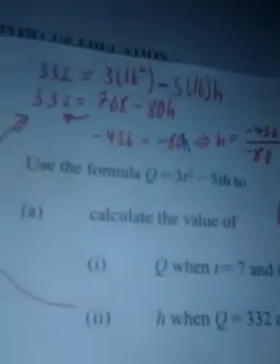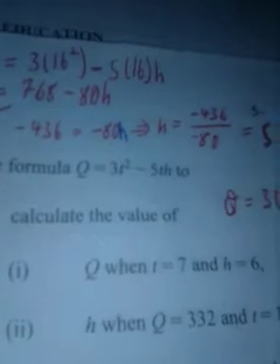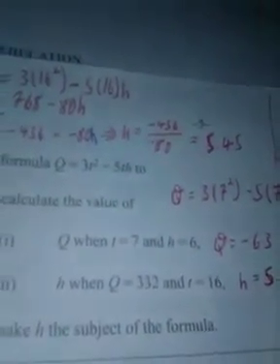So, using the formula Q is equal to 3t squared minus 5th, calculate Q when t is equal to 7 and h is equal to 6. Right, so what I'm going to do, wherever t is, I'm going to write 7. So I get 3 times 7 squared right there, minus 5 times 7 times h, which is going to be 6. You put this in your calculator and get minus 63.